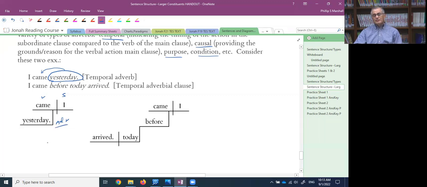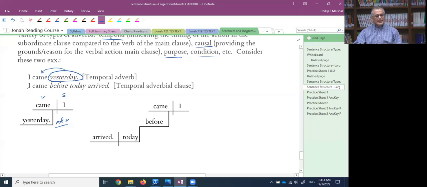Can I drop modifiers like adverbs like this? I certainly can, and the sentence will still be grammatical. I could just say, I came. And I can also indicate when I came. I came yesterday. I came last night. So this window dressing is an adjunct.